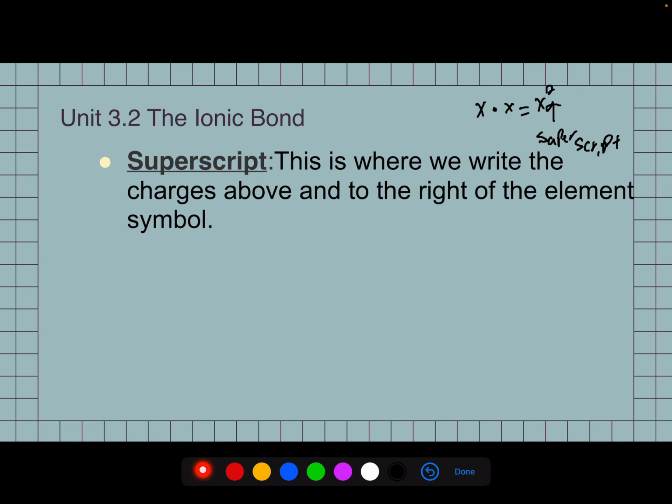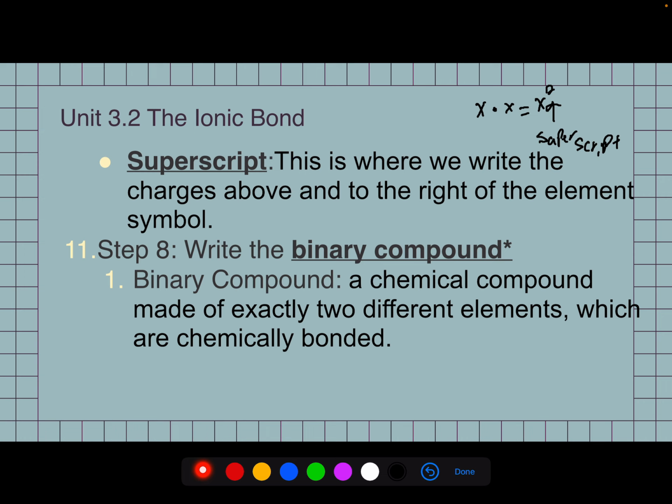All right. So here we have step 8. What you want to do is write the binary compound. A binary compound is a chemical compound made of exactly 2 different elements which are chemically bonded. Like what we've been talking about with our sodium and chlorine.